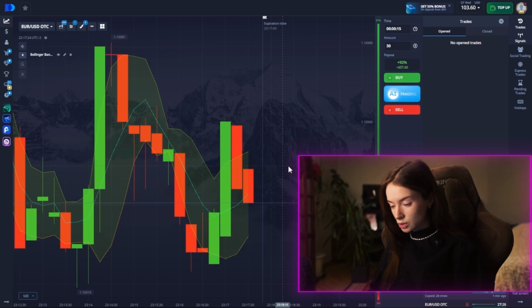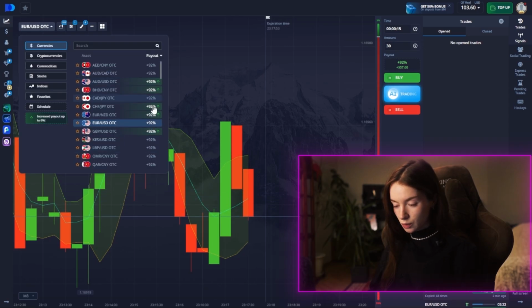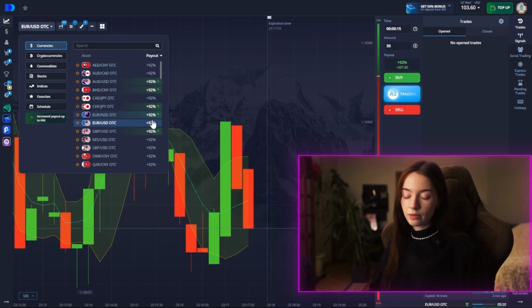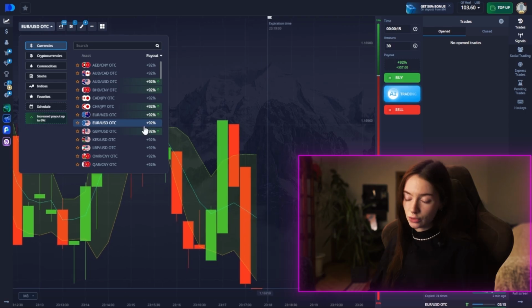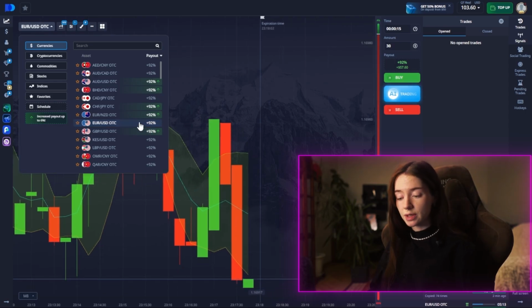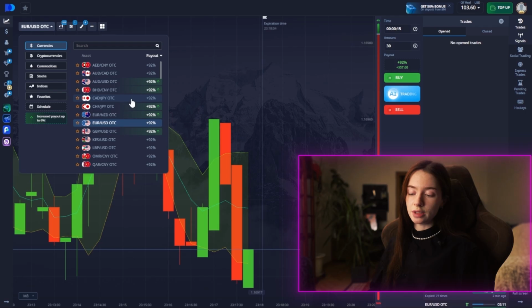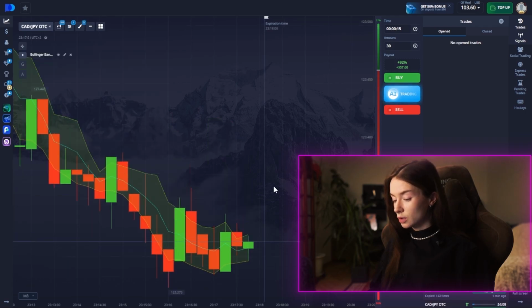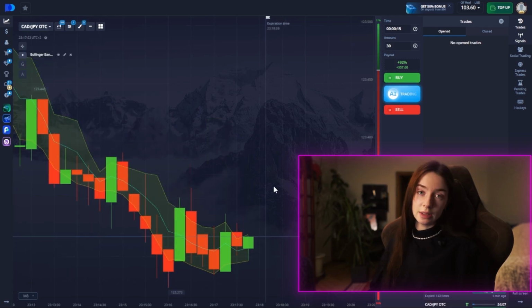Now I'll switch to another currency pair and work with it. Don't forget, we choose currency pairs based on these metrics. The payouts must be above 80%. This is important. Such pairs are more stable and better for trading. We choose Canadian dollar and Japanese yen.